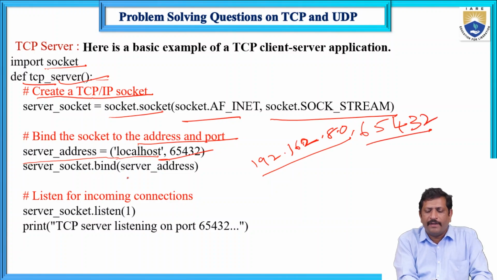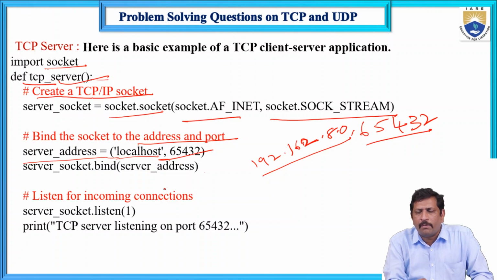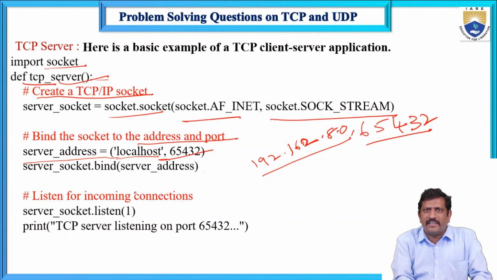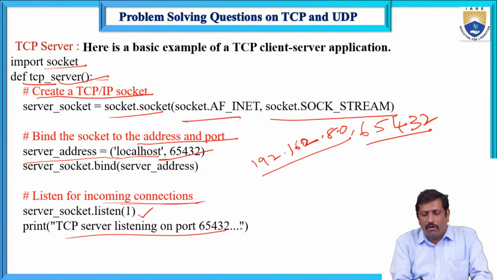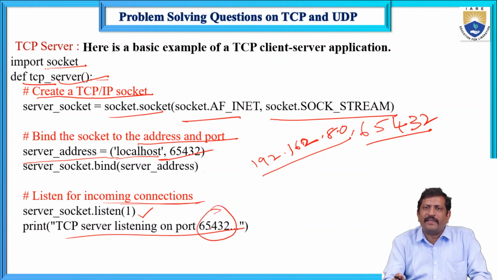Server socket bind server address binds the address along with the port number. Only if you bind the server can we establish the connection with the client. Once the bind is completed, the connection can be established with the client, which is listening for the incoming connection. That means server socket listen 1. Print TCP server listening on port 650432. This is the port number on which it listens.